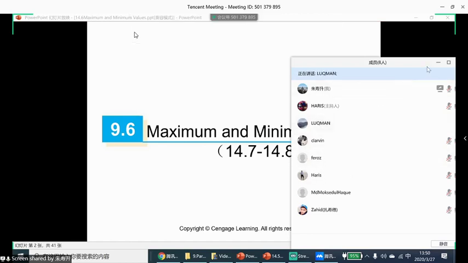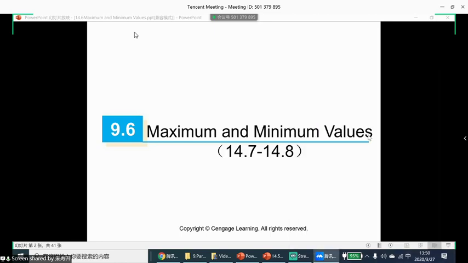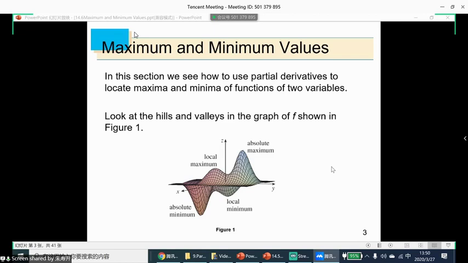Okay. Now in this part we are learning the maximum and the minimum values. In fact, we learned this part last semester for the one variable case. Now we are extending it to the two or more variable case. See this figure? In this section, we see how to use partial derivatives to find local maximum or minimum values of functions of 2 variables.